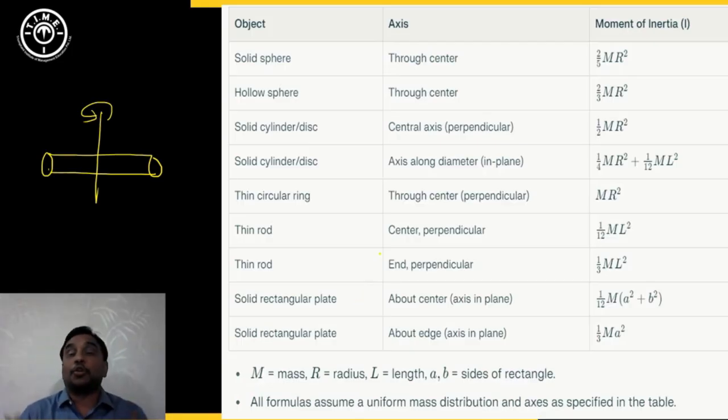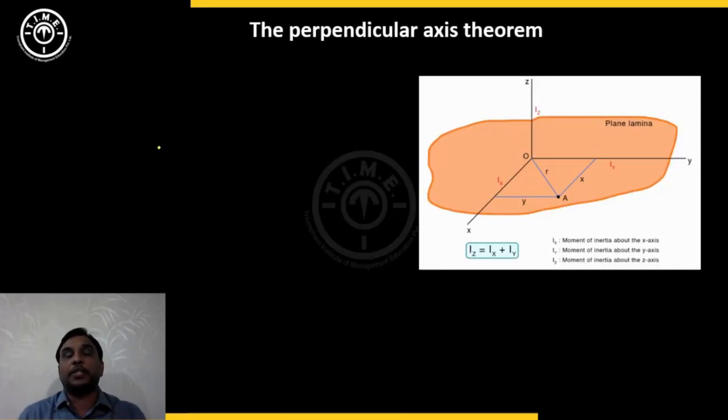The moment of inertia problems don't expect only the central axis. Once you know the central axis moment of inertia, you can calculate the moment of inertia about any axis using this. We have two theorems. One is the perpendicular axis theorem. The second one is the parallel axis theorem. First we will discuss the perpendicular axis theorem.